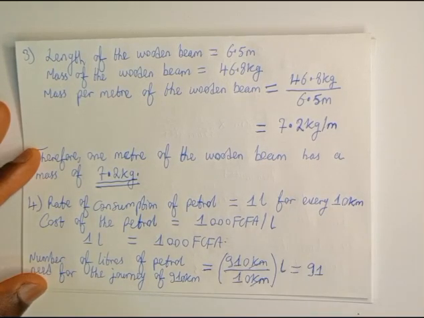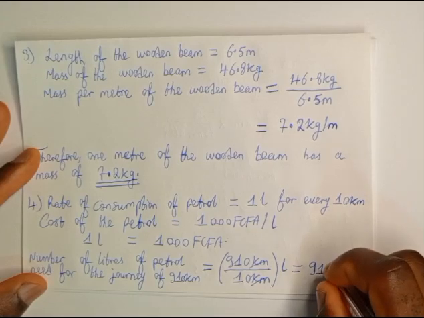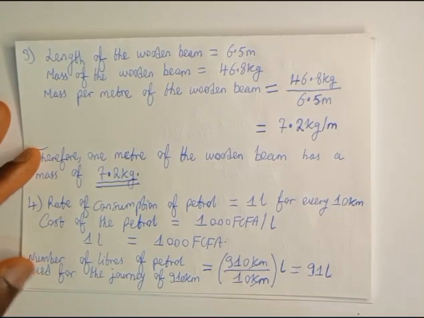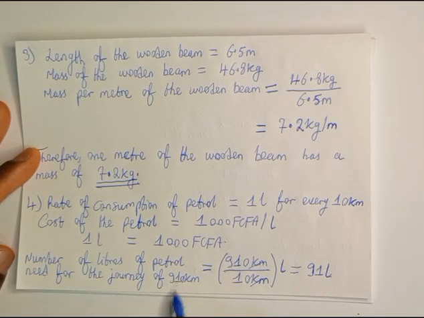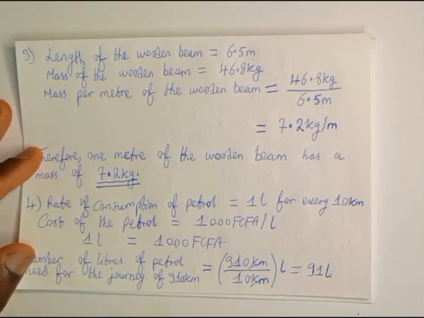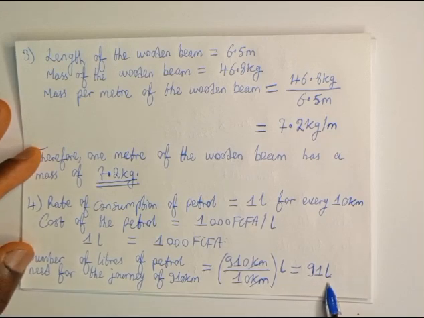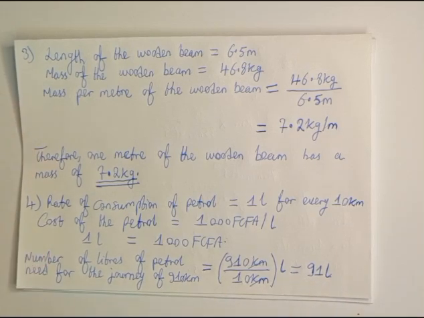Kilometers will strike off kilometers. This will give us 91 liters. That means for the journey of 910 kilometers, the car will consume 91 liters of petrol. Next thing, we have to find the cost price of the 91 liters of petrol that the car will consume.